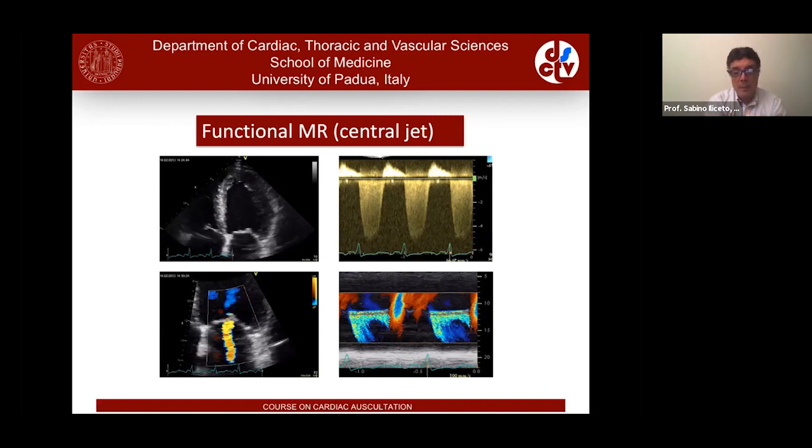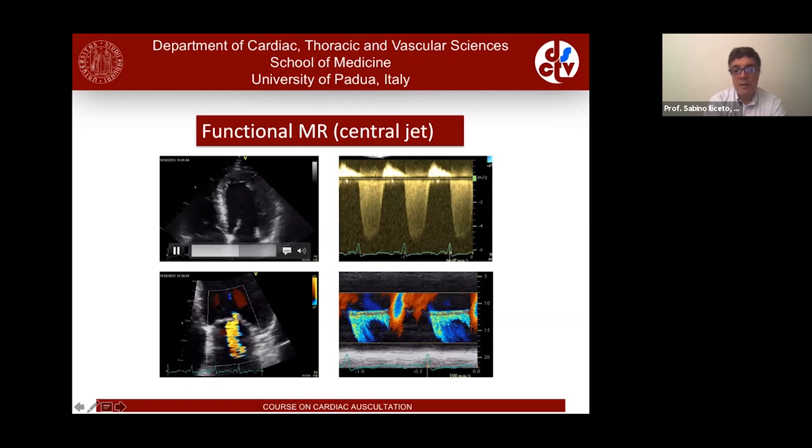So this is an echocardiographic example of a mitral regurgitant jet here in the lower left, of a patient with poor left ventricular function. And you can see in the upper left the left ventricle, in the upper right the continuous wave Doppler, and here the color Doppler.